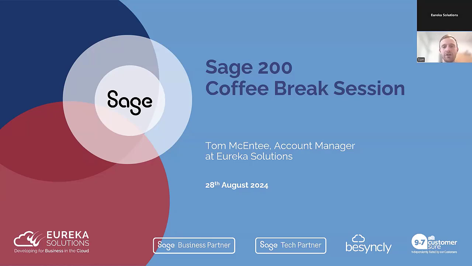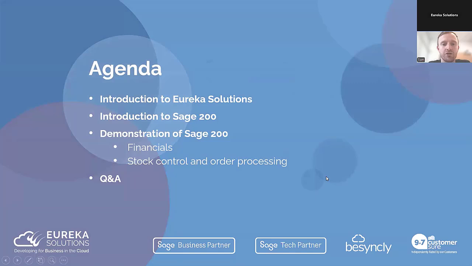Just to go through a little bit of the agenda for this morning's session. We're going to have a little introduction to Eureka Solutions, so why we're doing this morning's webinar today, and a little bit on our experience with Sage 200. We'll then do an introduction to Sage 200 itself, looking at some of the different areas within Sage 200 that might differ from some of the starter solutions that are out there. And then we'll go into a little demonstration of Sage 200. So we'll look at the financials, and we'll also look at some of the stock control and order process, amongst other parts of Sage 200 as well. And then at the end, we will have a short Q&A.